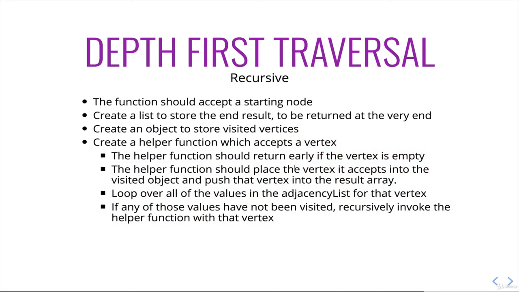The helper function should place the vertex it accepts into the visited object, mark it as visited, and push it into the result array, our list that we return at the end. Then for that vertex, loop over all of its neighbors, and for each one, if they have not been visited, recursively invoke the helper function with that vertex. So we don't recursively call the main function, we recursively call the smaller helper function. And then we will mark each one as visited, add it to the array, check if its children are visited, and keep doing the same thing.